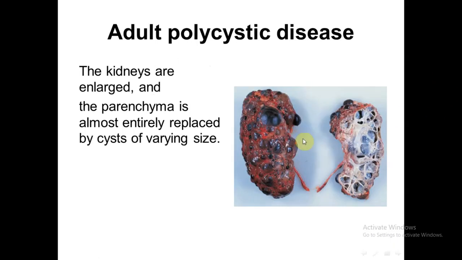Here we have autosomal dominant polycystic kidney disease. The kidney is enlarged in size, and the cut section shows multiple cysts of variable size.